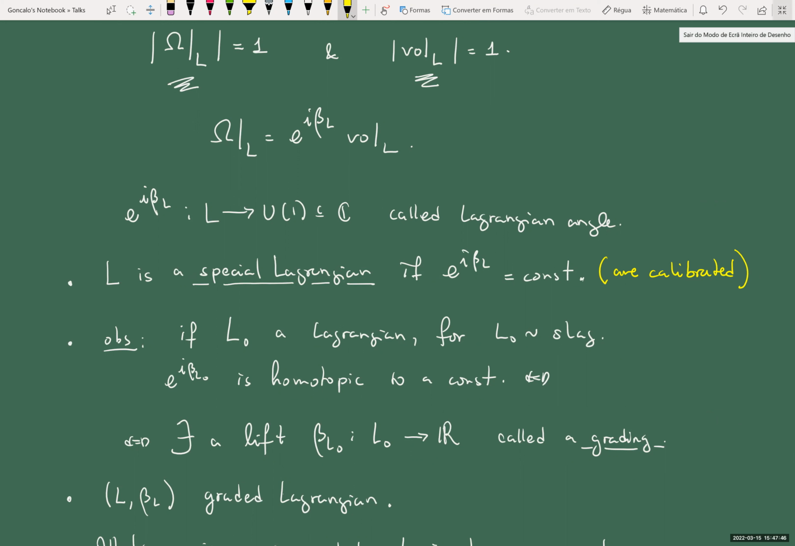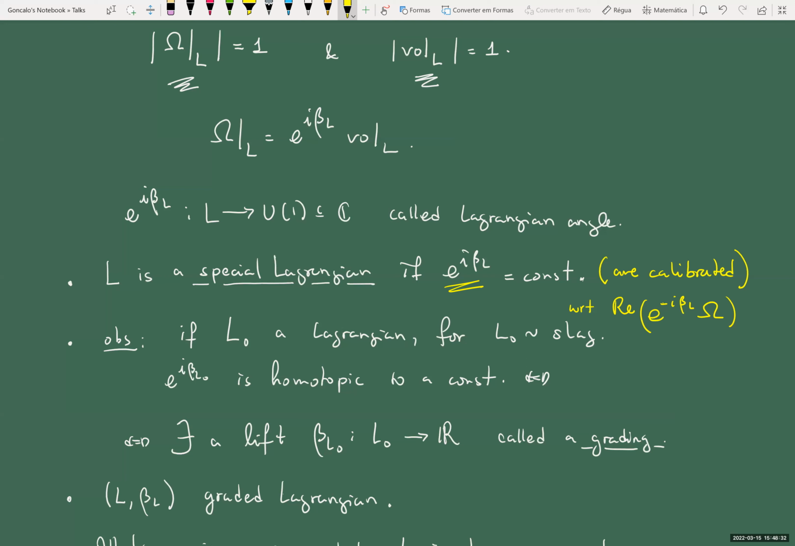And what is the difference between the Lagrangian and the special Lagrangian n vector fields then? Lagrangian is a much more flabby condition. Being special Lagrangian is much more restrictive. Lagrangians are not calibrated. The special Lagrangians are calibrated. If they have this angle there, they are calibrated with respect to e to the minus i beta of L times omega, and you now take the real part of this. So the real part of that.